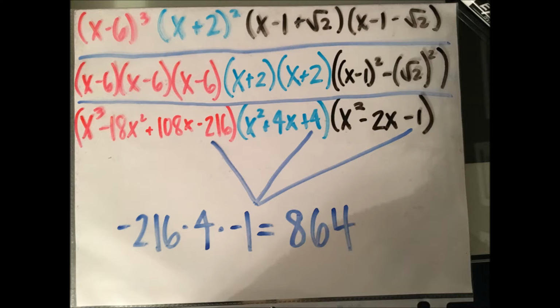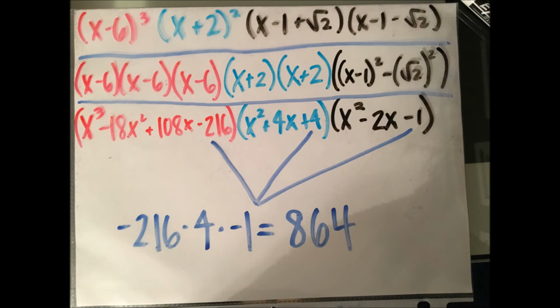And then the last thing that I wanted to make sure of is that it had a y-intercept of 864. And the way that I knew that this was going to have a y-intercept of 864 is I took the negative 216 and then the 4 and then the negative 1 and I multiplied all of those together, because if I were to have multiplied everything out completely, those three numbers would have been multiplied together to give me the y-intercept. So just by multiplying those three numbers together while everything else is still not completely multiplied out, proved that the y-intercept was going to be at 864.